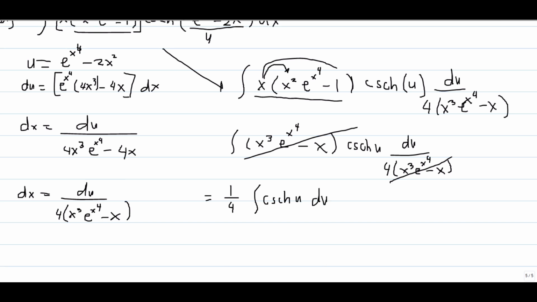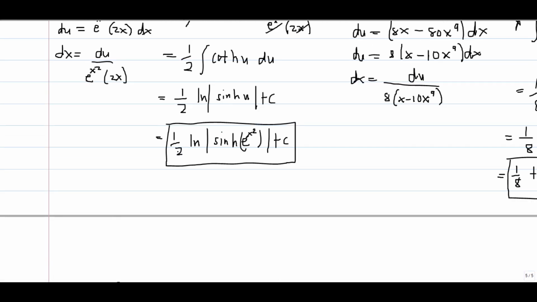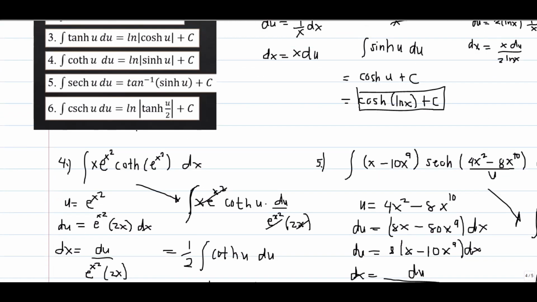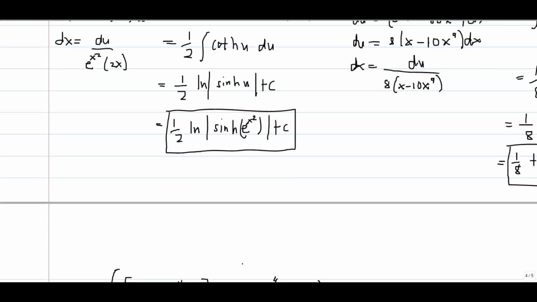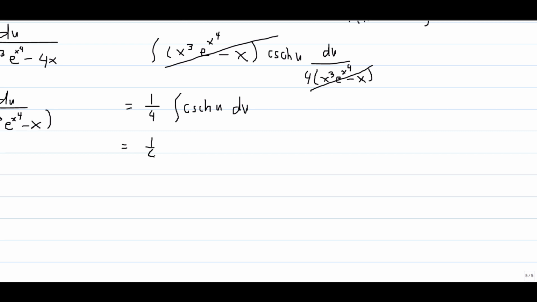As you can see in the formula, the integral of csch u du equals ln of the absolute value of tanh u over 2. So this would be 1/4 ln tanh of u over 2, then plus c.